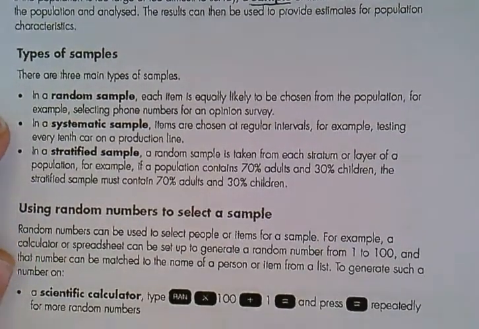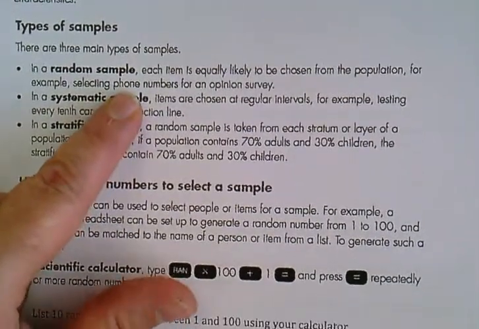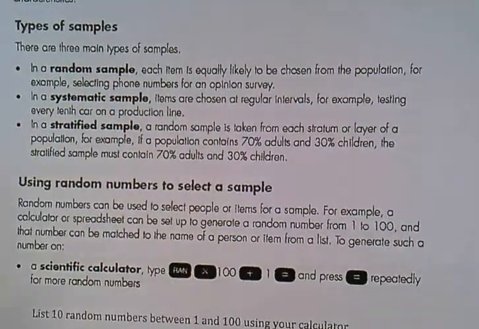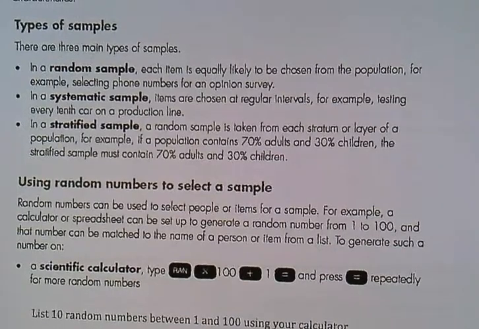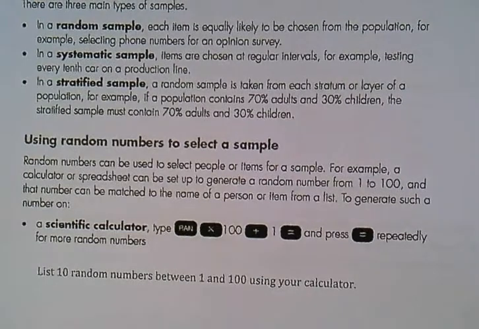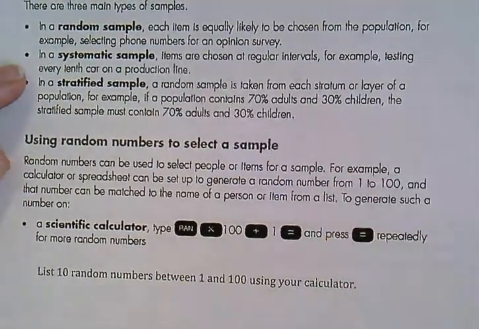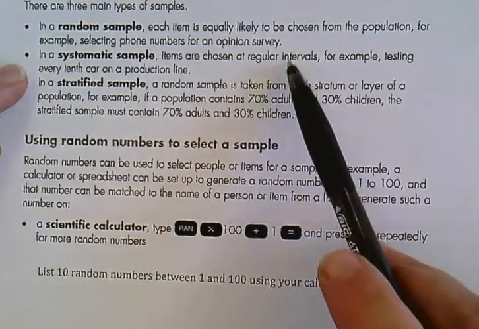So you need to know these 3 main types of samples. Random sample. In a random sample, each item is equally likely to be chosen from the population. For example, there could be a computer program that randomly selects phone numbers in an opinion survey. You know how sometimes people get called up, ask for opinions on certain matters. Another way of selecting a random sample would be picking names out of a hat, numbers out of a hat. But you know what? Your calculator can do random samples as well, which is what we're going to look at today.